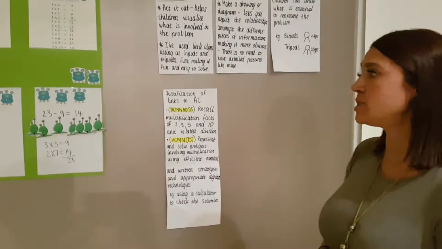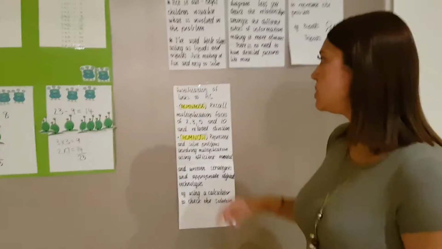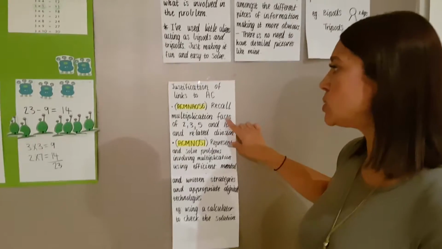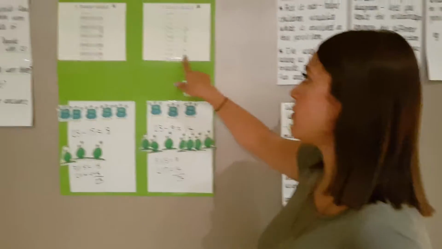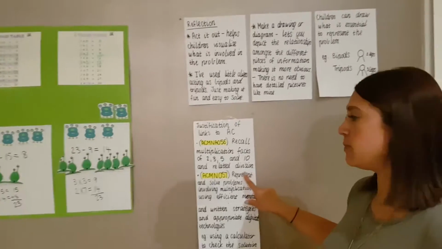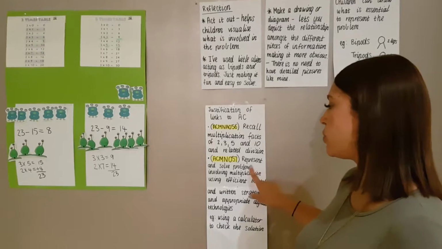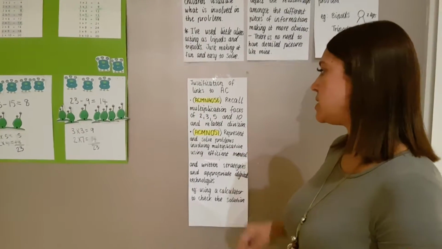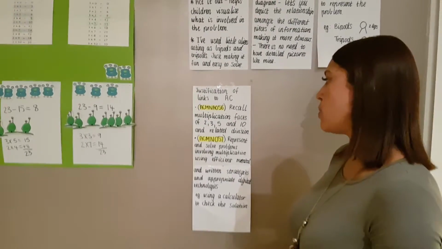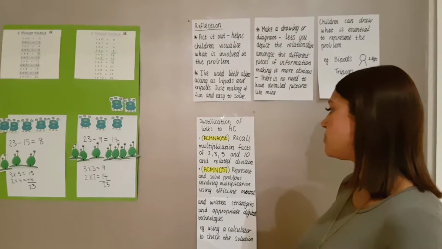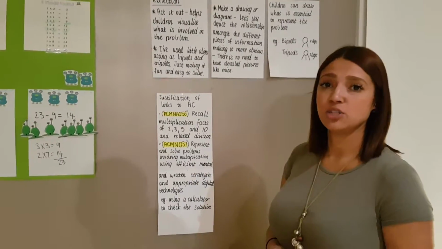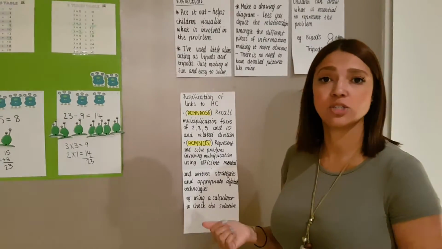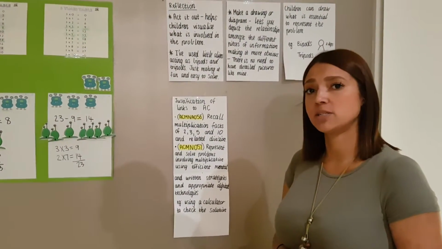Now, justification to the links of the Australian curriculum. We've got that it recalls multiplication facts of 2s, which we've used, and 3s, and also 5 and 10s related to division. And then another code that we've also looked at is representing and solving problems involving multiplication using efficient mental and written strategies and appropriate digital technologies. So for example, I've used the calculator just so that they've got that ICT aspect.